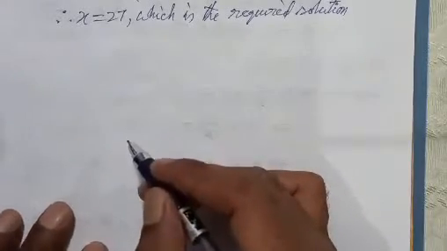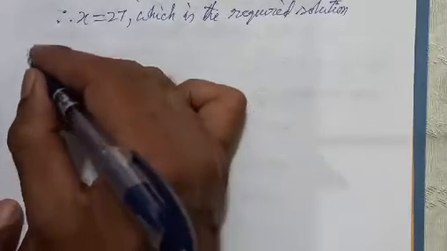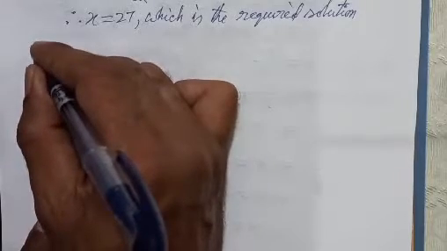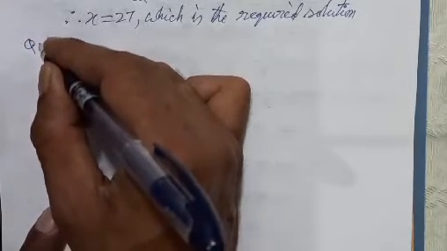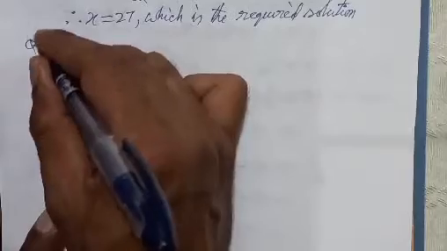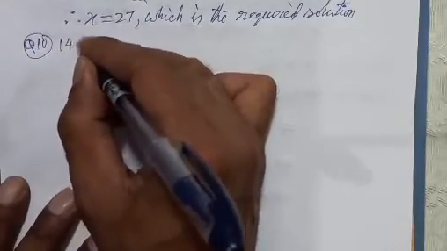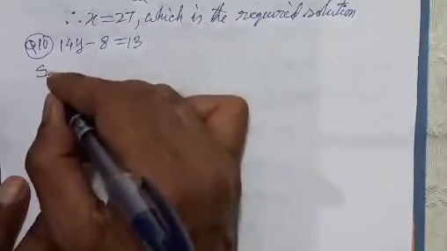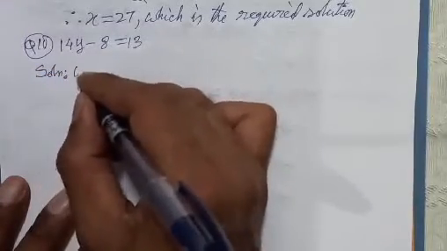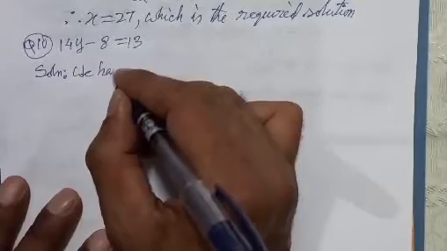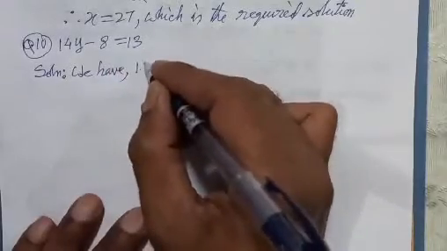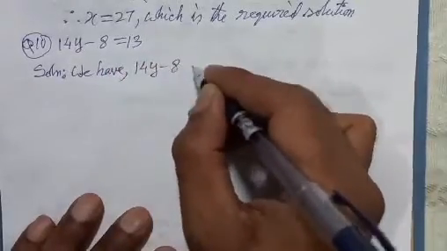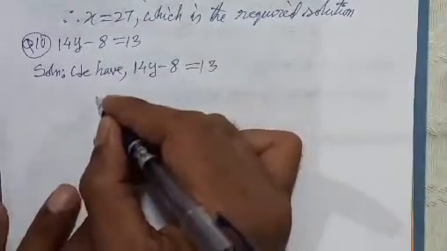Questions number 8 and 9 are the same, so next, let's try question number 10: 14y minus 8 is equal to 13. Now, solution. We have 14y minus 8 is equal to 13. Now, next steps.